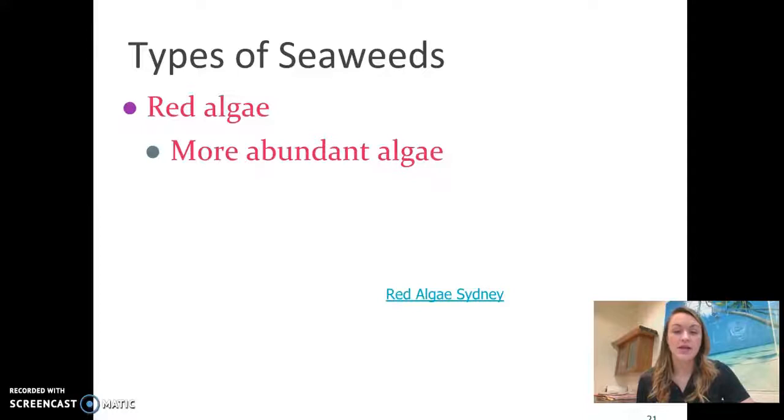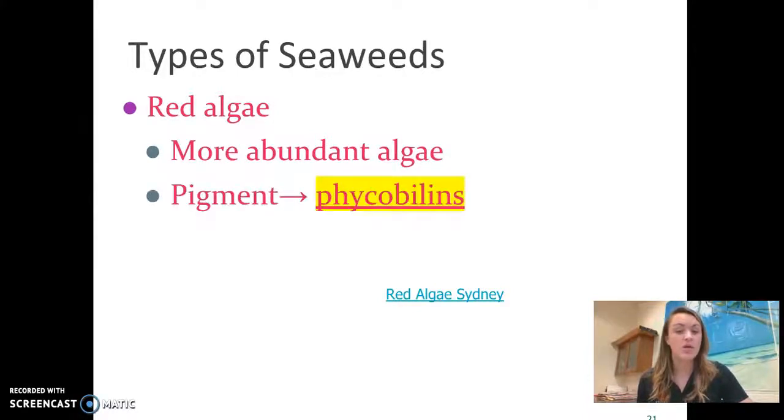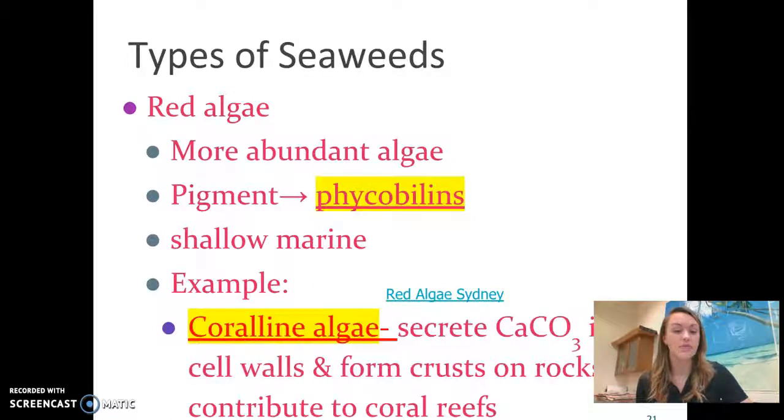All right, our last big type of macroalgae is something called red algae. And this is a more abundant algae, and we find this in a couple different areas. We find this with the pigment phycobilins in it, and phycobilins are going to give it that reddish pink color. We find these in shallow marine ecosystems. They do require lots and lots of light. So we find a lot of these actually in coral reefs.